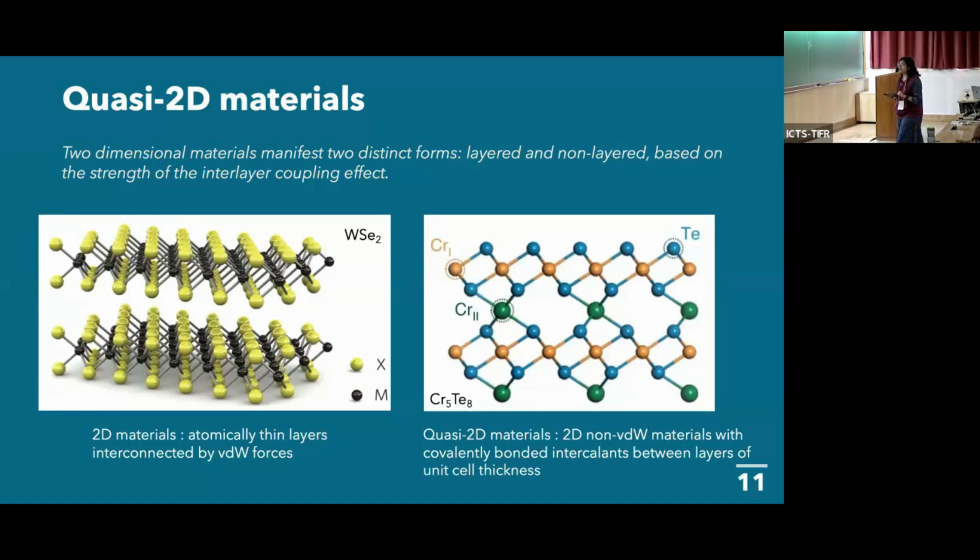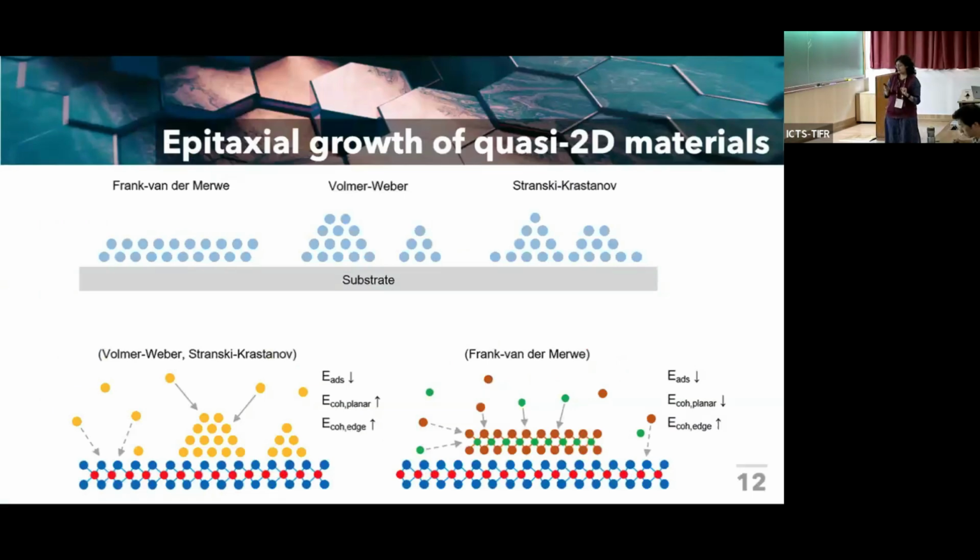with covalently bonded intercalants. So chromium telluride is such a material, and what makes chromium telluride interesting is, before I go to that, let me first quickly tell you about how you can grow these quasi-2D materials. Quasi-2D materials growth is not very trivial, because this question arose when I was doing my postdoc.